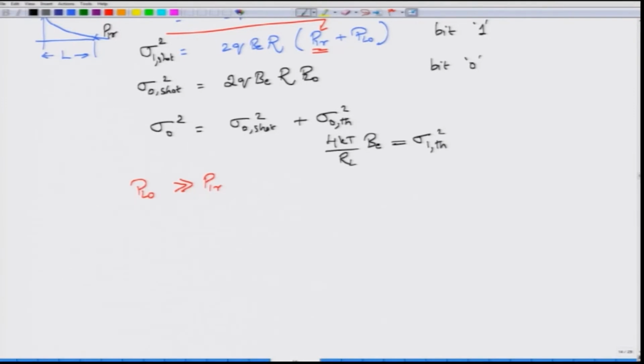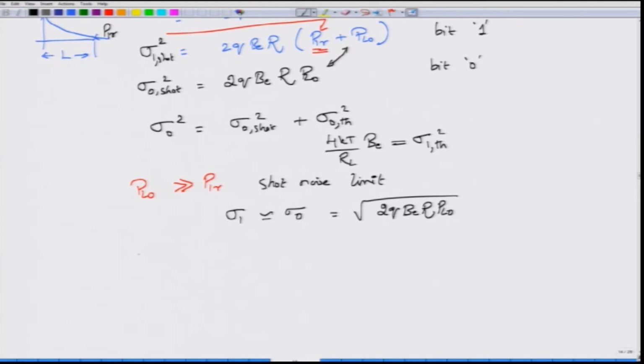When you do that, sigma 1 is approximately equal to sigma 0. Of course, the shot noises are approximately equal to each other. The thermal noise was anyway equal, but we are also assuming that PLO is such that we are operating under the shot noise limit, so we can neglect the thermal noise. So, sigma 1 will be approximately equal to sigma 0, which is given by the square root of 2q BER PLO.